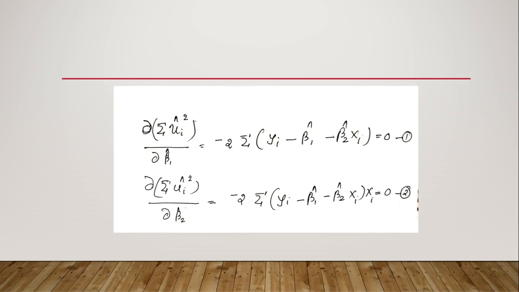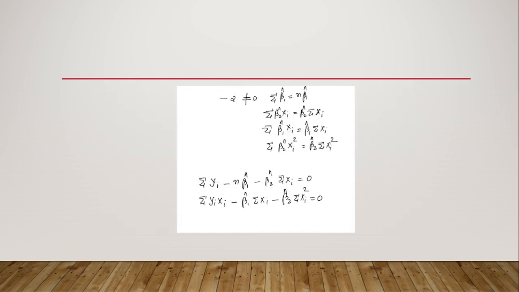We know that minus 2 cannot be 0. Minus 2 is not equal to 0. That means sigma yi minus beta 1 hat minus beta 2 hat xi is equal to 0. In the second equation also minus 2 is not equal to 0. So sigma yi minus beta 1 hat minus beta 2 hat xi into xi is equal to 0.